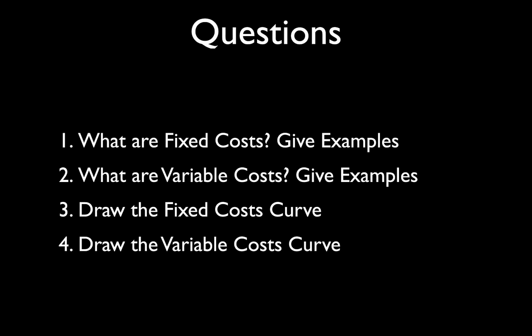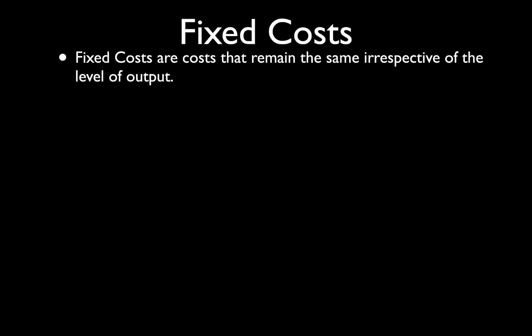Okay, hopefully you've had a chance to do that. What I'm going to do now is essentially answer all four of these. So, the definition of fixed costs: fixed costs are costs that remain the same irrespective of the level of output. If a firm changes how much output it produces, this is not going to cause a change in what are called fixed costs.